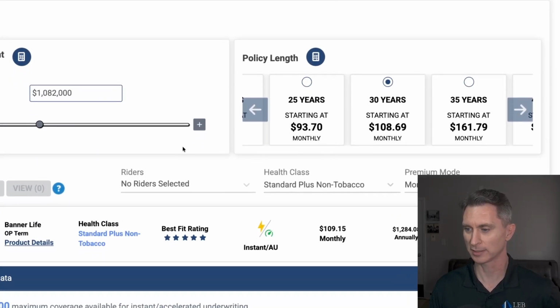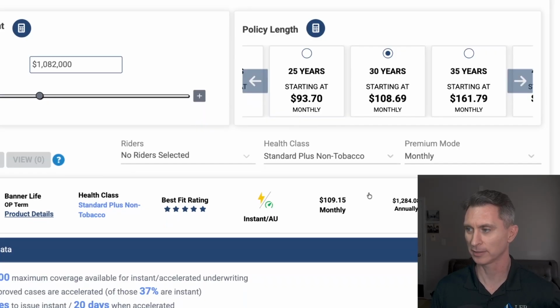Based on these rates here, I have the top 5 companies at a 30-year rate, and it's coming at $108 for a little bit over $1 million term. Now, that's going to cost you $108.69 for every single month over the next 30 years, and it's going to provide that death benefit of a little bit over $1 million.